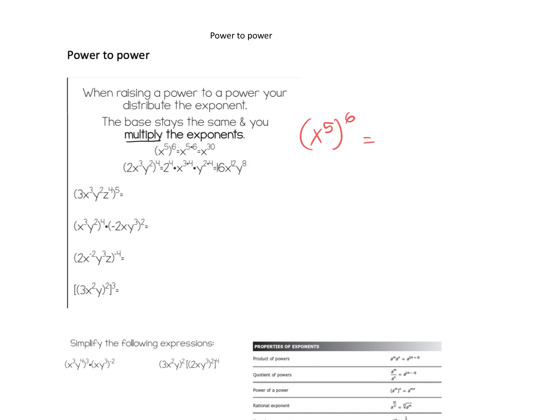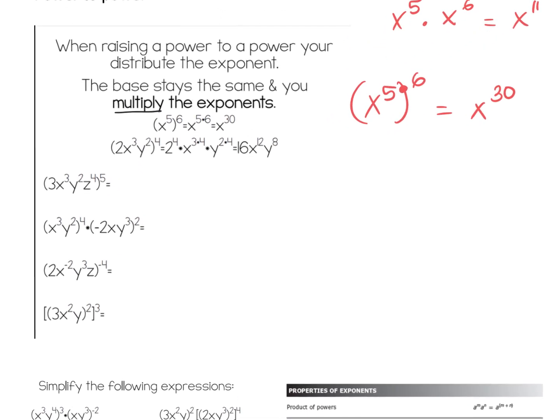So what you're going to do is multiply the 5 and the 6, so you get x to the 30, all right? But when you multiply the bases, you add the exponents, right? So these are different. So x to the 11, okay? So this one right here.